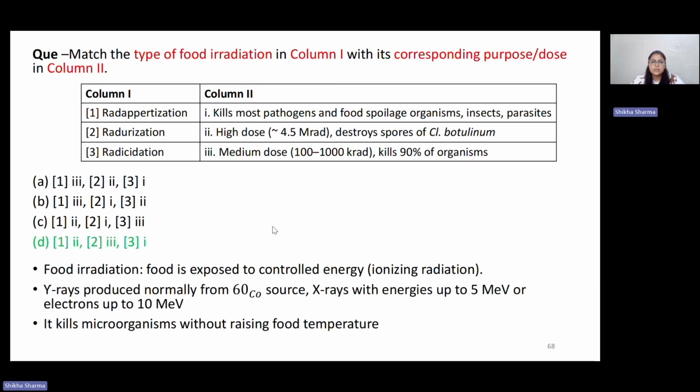So D is correct. Food irradiation is basically exposing the food to controlled energy or ionizing radiation. Gamma rays are normally produced from a cobalt-60 source, and X-rays have energy up to 5 MeV, sometimes up to 10 MeV, and electrons up to 10 MeV. It basically kills microorganisms without raising the food temperature.